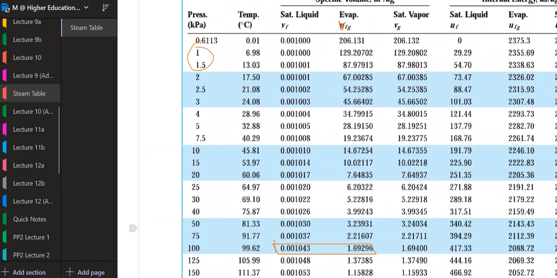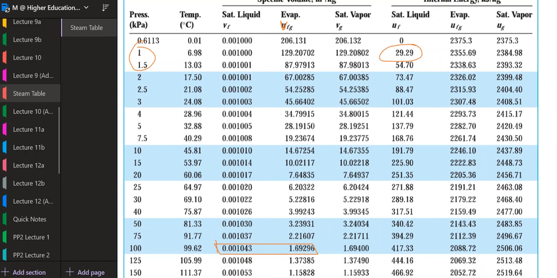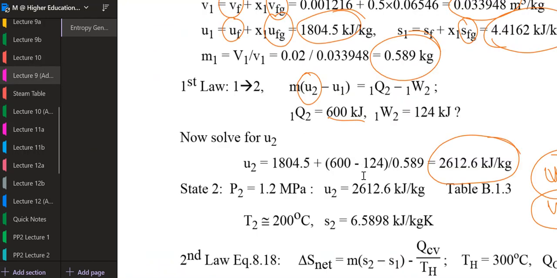1.0 or 1.5, so let me check at 1.0 and 1.5. The values of Uf and Ug are given. Uf is 29.29 and 54.70. Anyway, my value is greater than this one. Ug is 2384 and Ug over here is 2393. So even if I'm interpolating for 1.2, I'm lying somewhere around 2300, but my value is 2612, not 2300 something. So I would be in a superheated region.